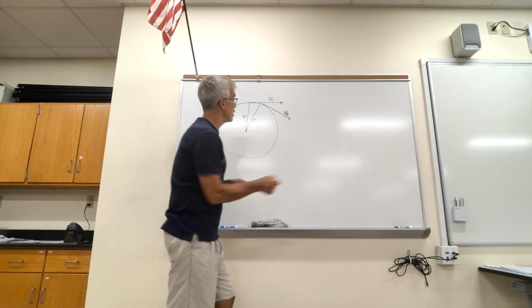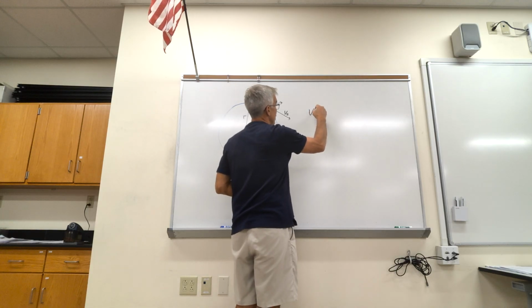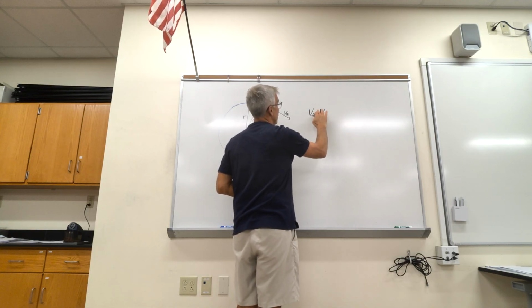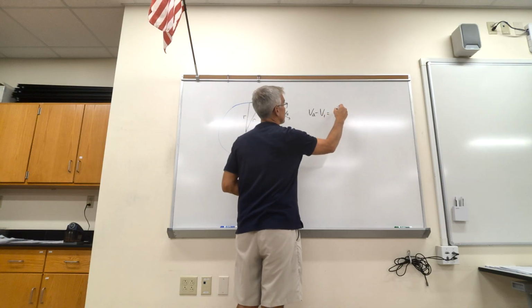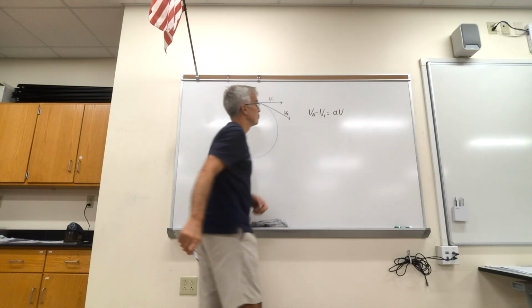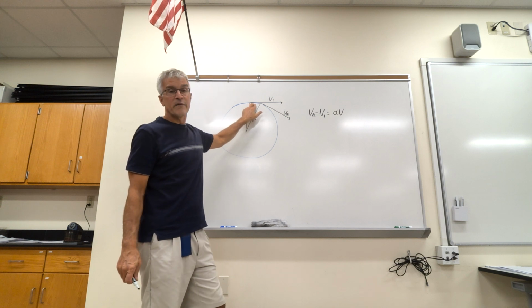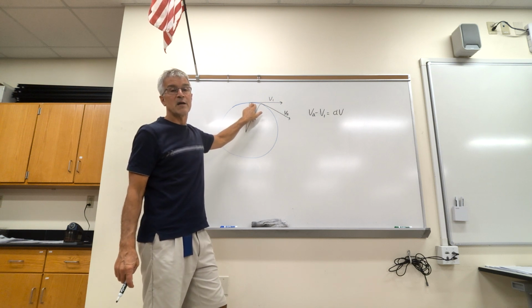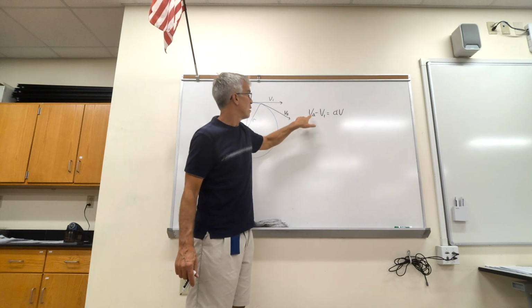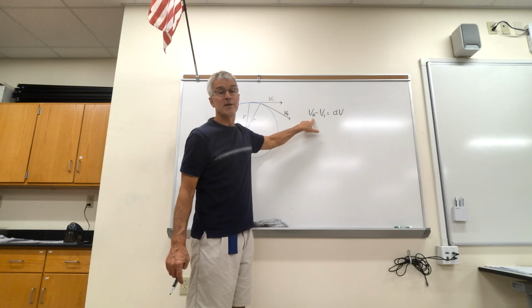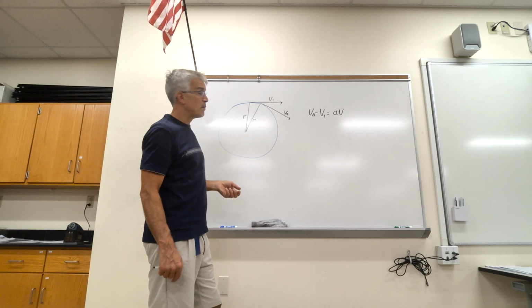Now what I want to do here is find the change in velocity. Because V1 and V2 are an infinitesimally small amount of time apart, I'm going to use dV. So I'm going to do V2 minus V1 to get dV. Now, I'm going to do this vectorially.